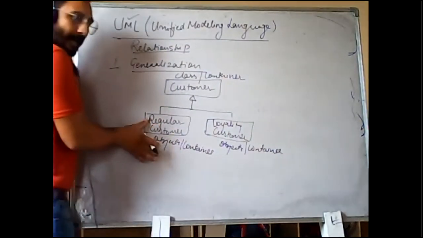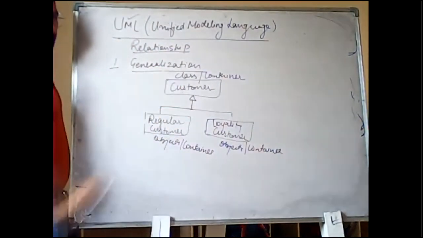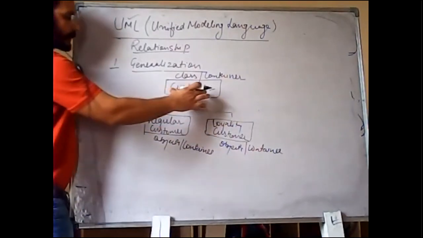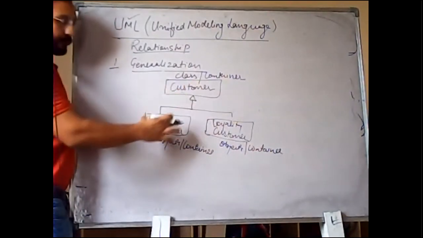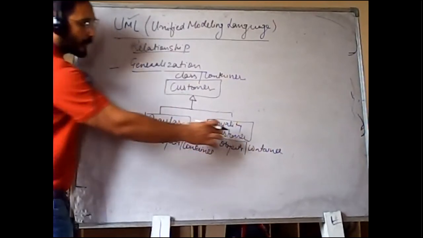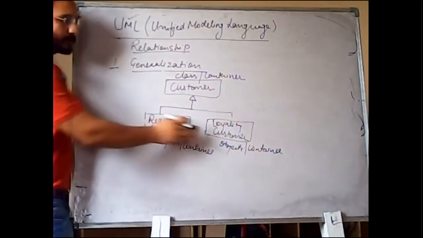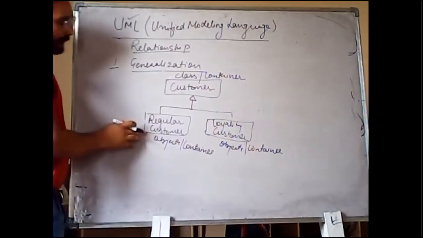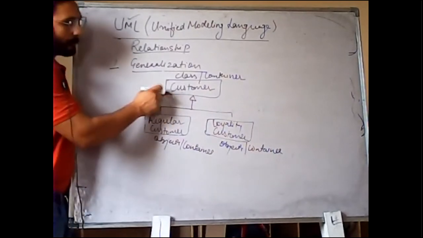That has a direct relationship with your class. A customer is a class, and further their objects are there. There is a regular customer also. There is a loyalty customer also. These are the objects, and they have a direct relationship with the main class.